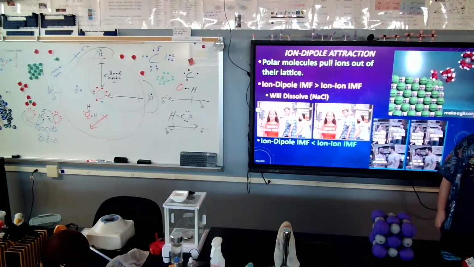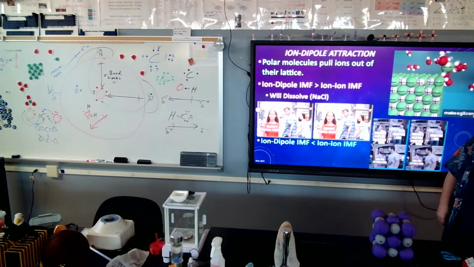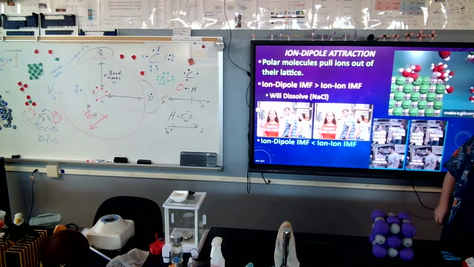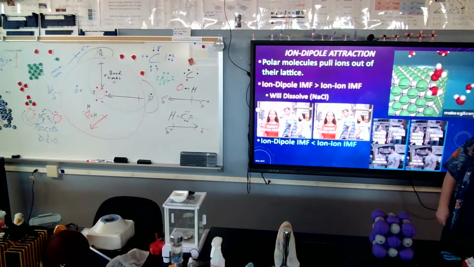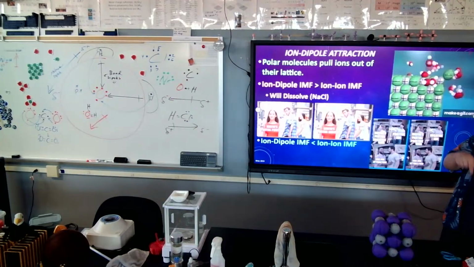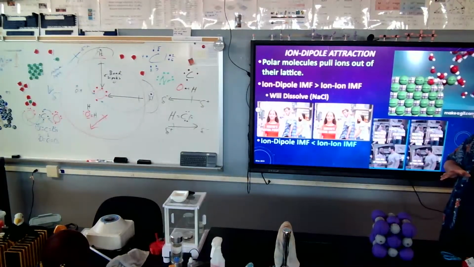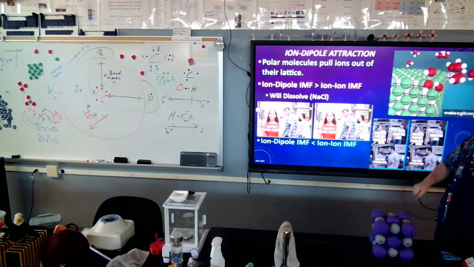So the ion-dipole would be the chloride to the sodium, and then the ion-ion would be like... Ion-ion is chlorine to the sodium. Ion-dipole is the water to the... Exactly. Water to chlorine, water to sodium. Capiche? Other questions? All right, off we go.